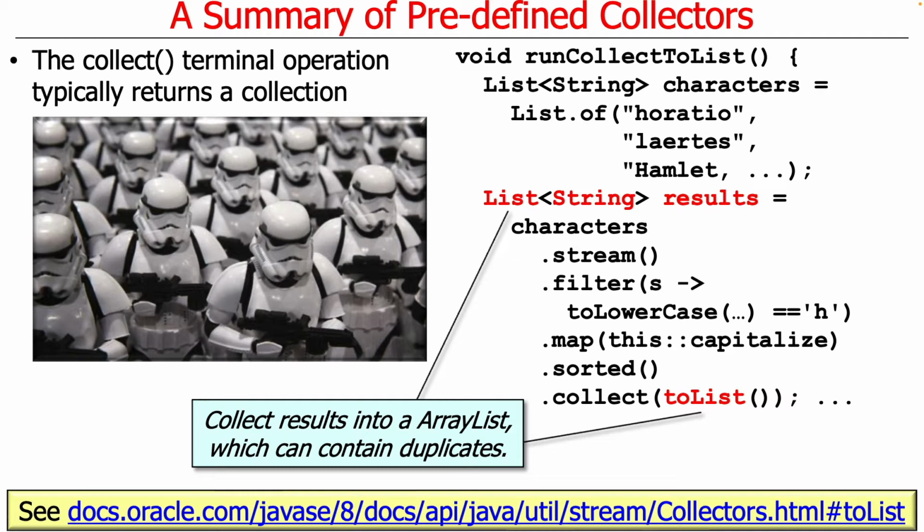So we'll end up with a list of strings, and because it's a list, there could be duplicates, like the clone army from Star Wars. You could have duplicates in here, and that's perfectly okay, because that's what a list does. It just stores the items it's given. It doesn't try to do anything fancy to make them have no duplicates and so on.